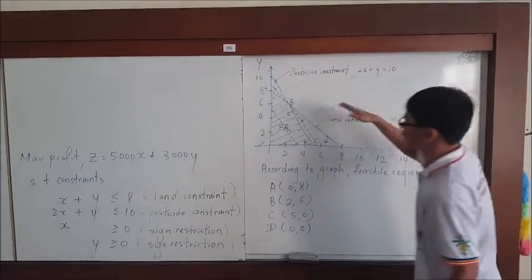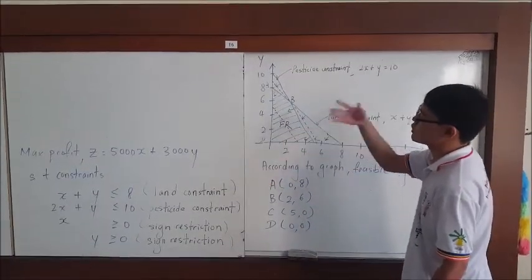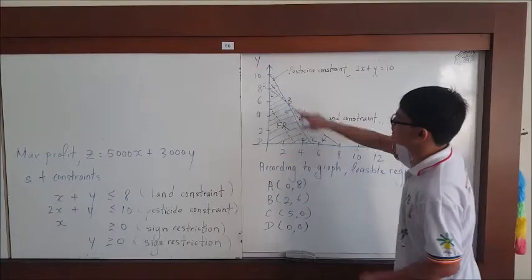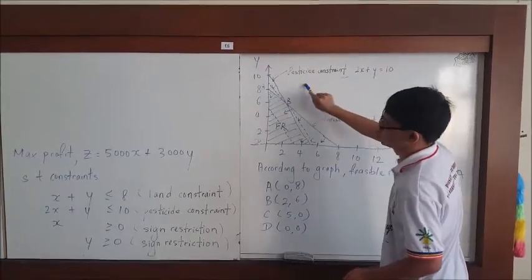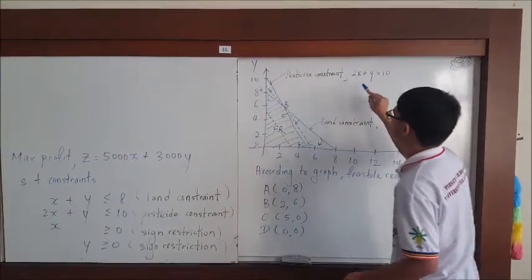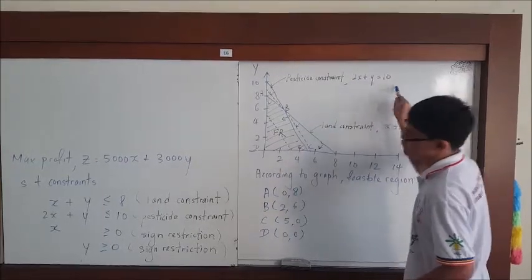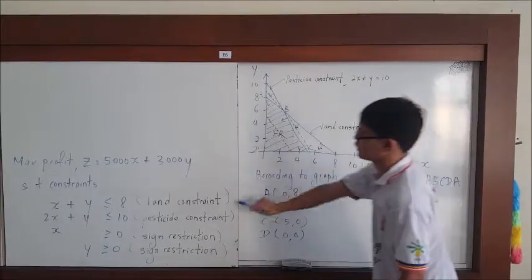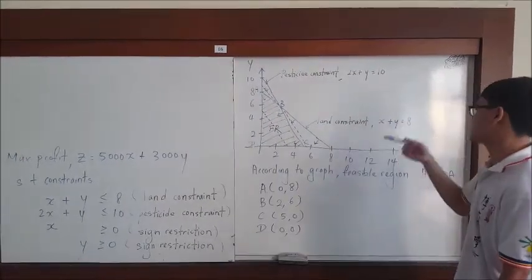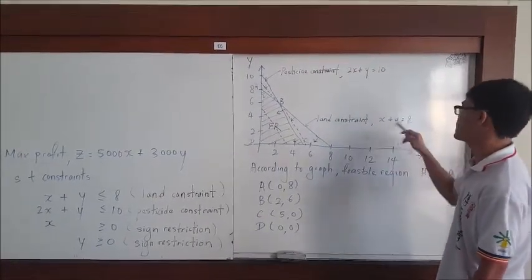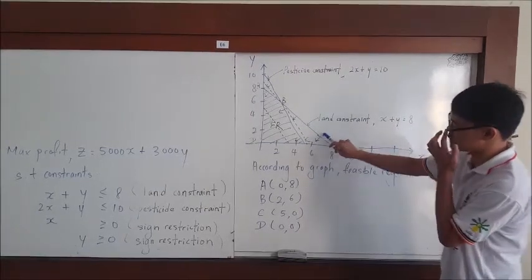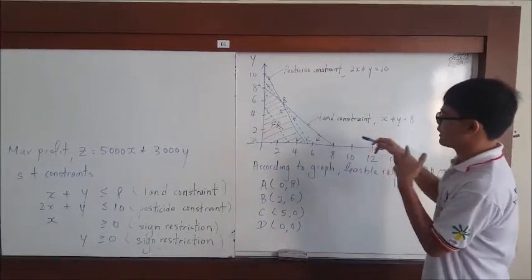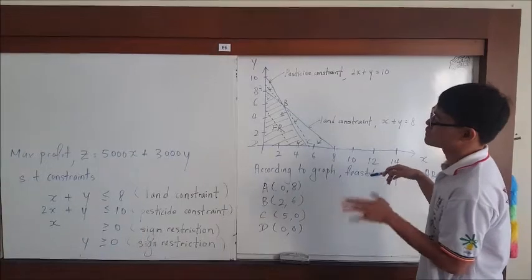So as I said, I first transform the inequality signs to equal signs, and then I draw these two lines. This line is for the pesticide constraint, which is 2x plus y equals 10. And this line is for the land constraint, x plus y equals 8. As you can see, I transformed the inequality signs to equal signs so that I can draw the lines. After that, we need to find out where the feasible region is.